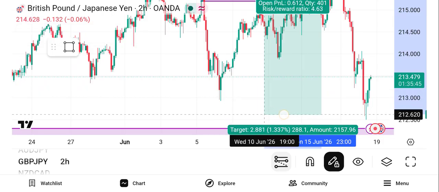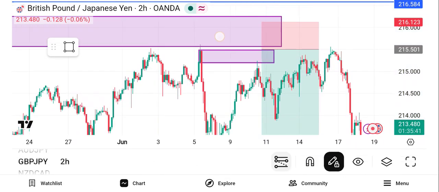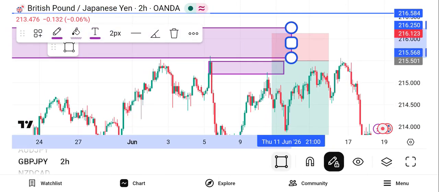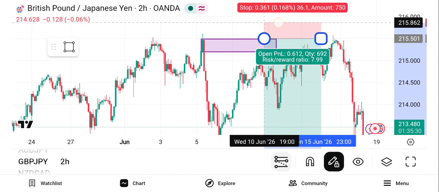And then remember, this rectangle that you are seeing here is my daily time frame PD array that I marked. So this is how I took this trade.